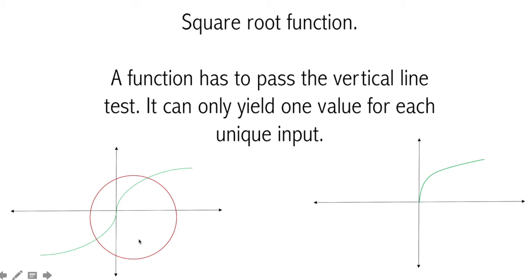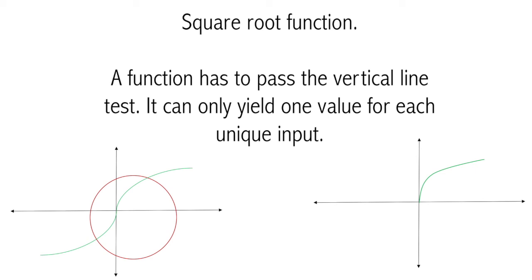But this green line over here is a function, because if I draw a vertical line through it at any point, it will only cut through it once, right? And therefore it is a function. In other words, if you put in an input value, you should only get one possible output value, right? You can have a one-to-one function, which means one input yields one output. Many different inputs can yield one output, but one input can never yield many outputs, right?